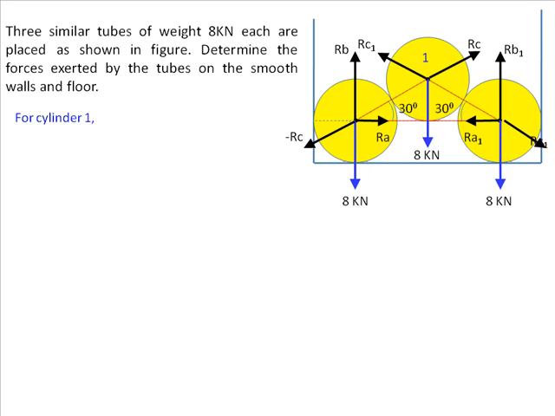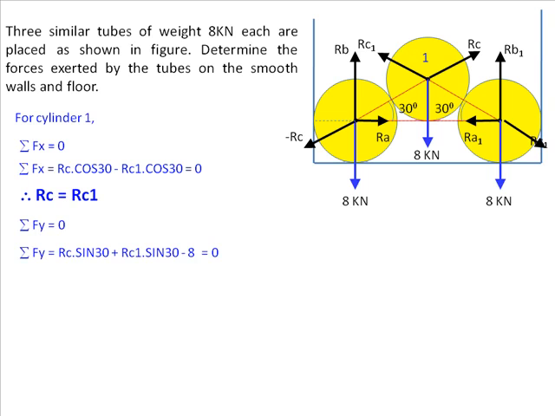For each cylinder, we are going to write sigma Fx and sigma Fy equal to 0. So if I write for cylinder 1 sigma Fx equal to 0, what I get is RC cos 30 minus RC1 cos 30 is 0. So I come to know that RC is equal to RC1. Then I write sigma Fy equal to 0. I get RC sin 30 plus RC1 sin 30 minus 8 is 0. But RC is equal to RC1. So 2 RC sin 30 is 8, and therefore I get RC as 8. So cylinder 1 gives me this information.